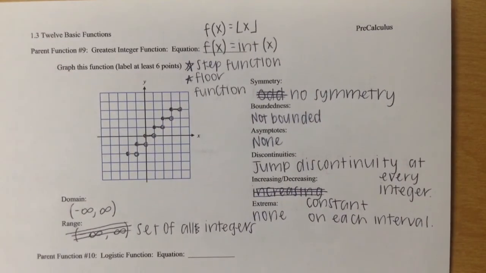We have the greatest integer function. It is also known as the step function and the floor function. There is no symmetry and the equation is not bounded. There are no asymptotes in this function, and the discontinuity is jump discontinuity at every integer. This function is constant at each interval and has no extrema. The domain goes from negative infinity to infinity, but the range is the set of all integers, meaning it can only be the whole numbers with no decimals.